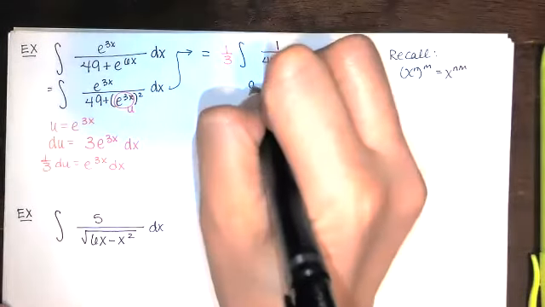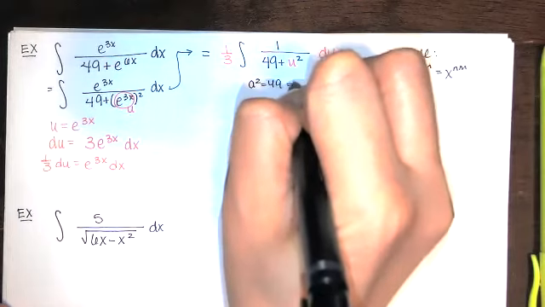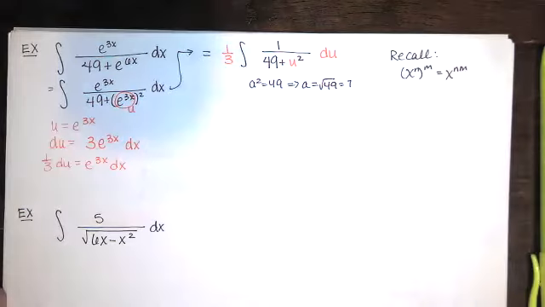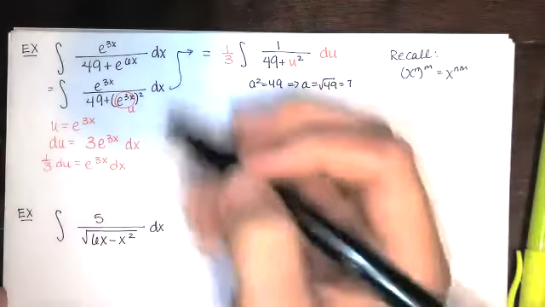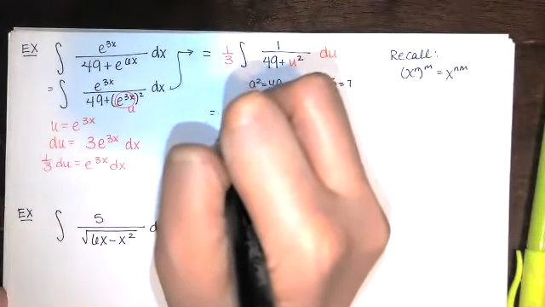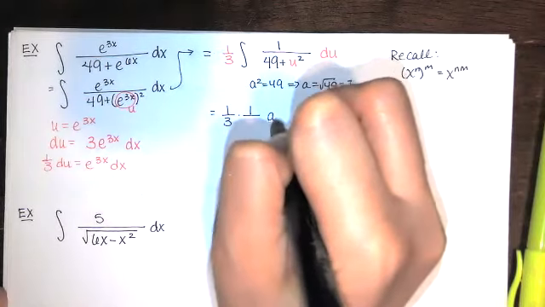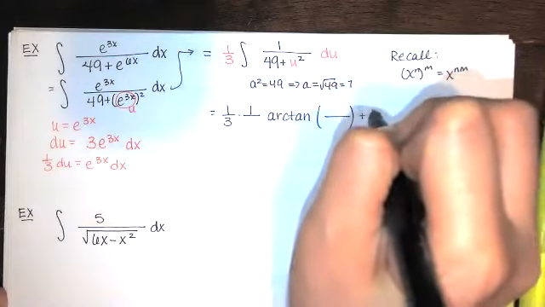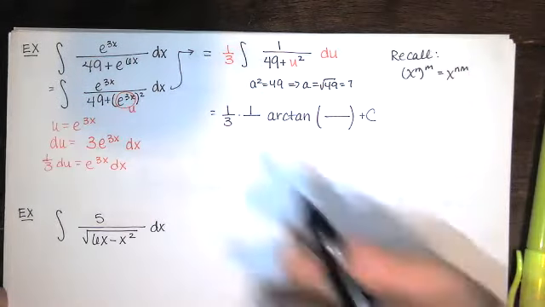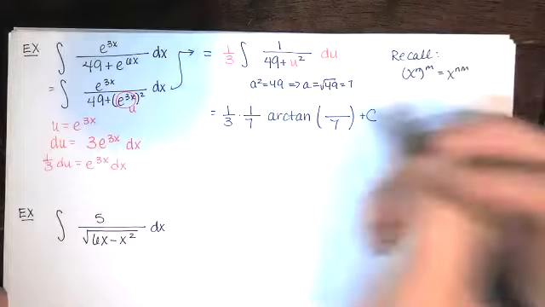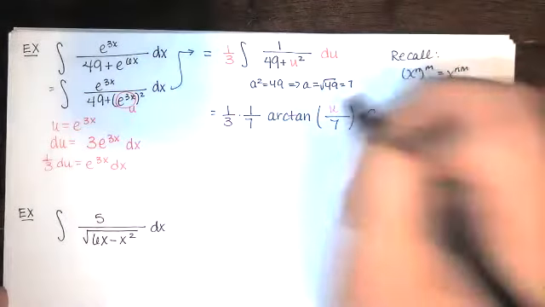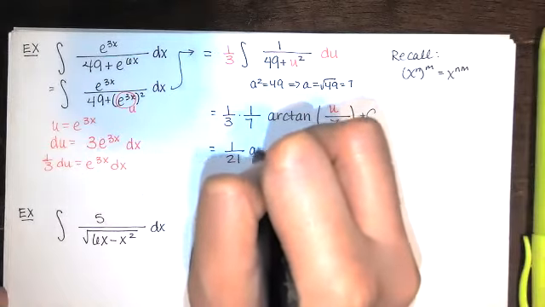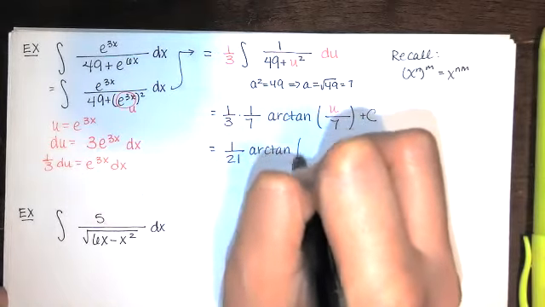So identify a squared is 49, so a is the square root of 49, which is just 7. And then according to my rules, I bring my constant down, and then I get 1 over a times arctan of u over a plus c. My a was 7. And then I simplify, that's 1 over 21 times arctangent of u over 7 plus c.